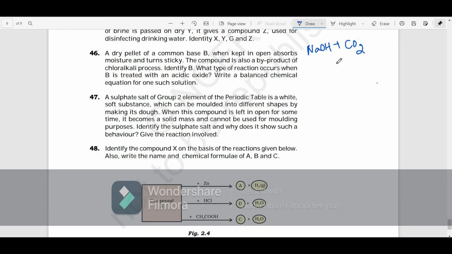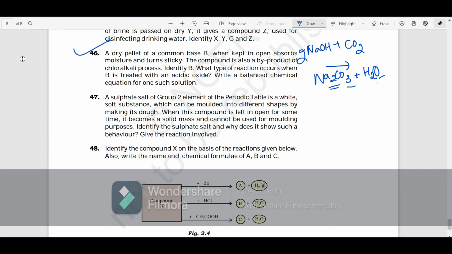Let's suppose carbon dioxide. You will get Na2CO3 and water. So we have to balance it. This reaction is known, right? NaOH with CO2 will give you Na2CO3 and water. So for a balanced equation, there are 2 sodiums on the right and only 1 on the left, so just put a 2 here. Oxygen is balanced, 3 plus 1 is 4, 2 plus 2 is 4, hydrogen is 2 and hydrogen is 2.